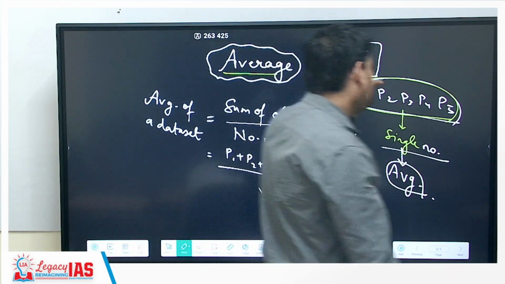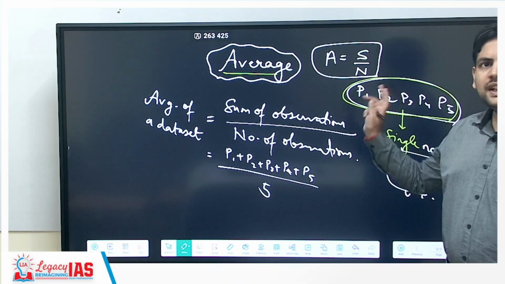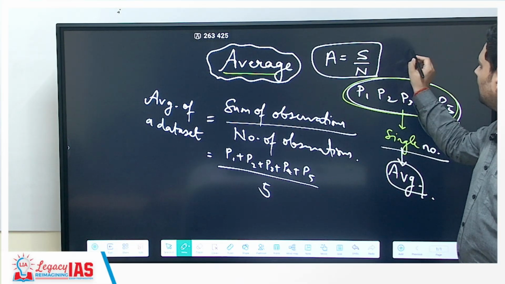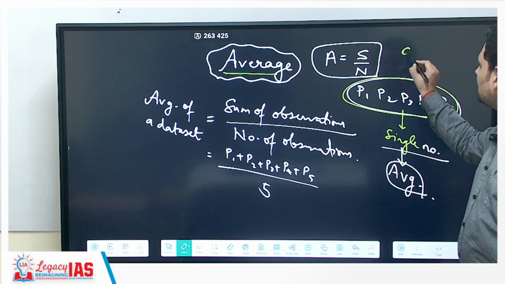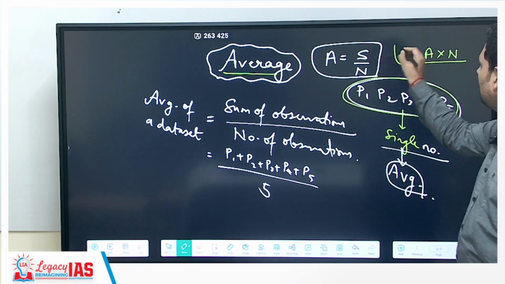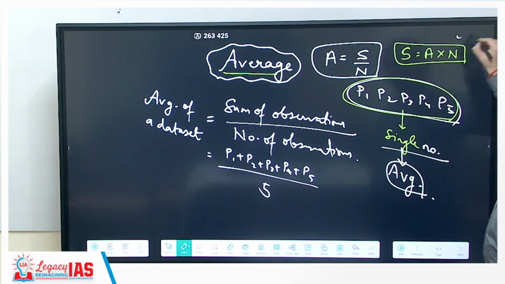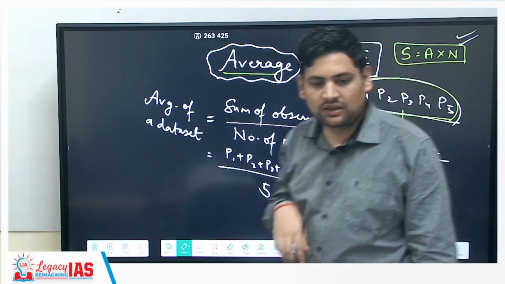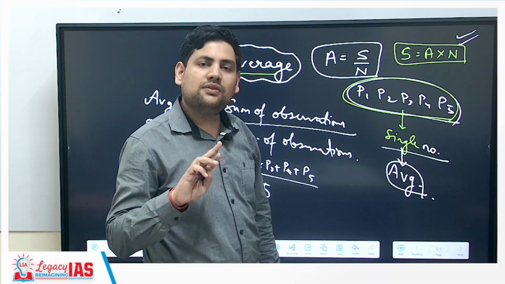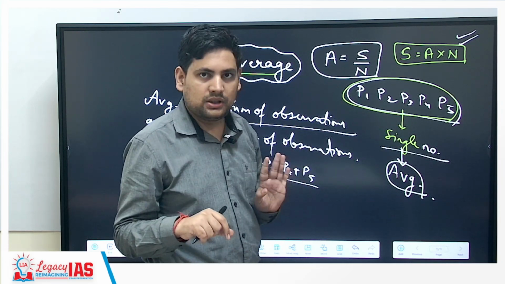Also, this is the form that you use from your school days. Now, there is another form that we'll be using in most of our questions, that is sum is equal to average into number. Same thing, but you'll see that this makes your question solving much faster. That is, sum is equal to whatever the average is and the number of people for which that average is written. So average into number.